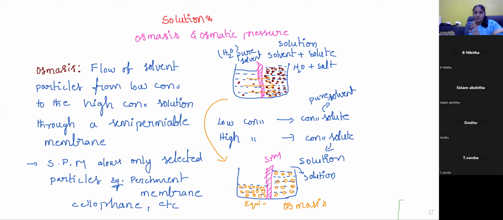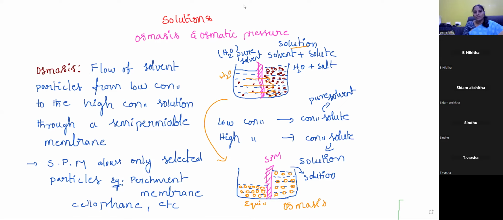This process happens to attain equilibrium state in solutions. Here, especially semi-permeable membranes, we are going to take, that is parchment membrane and also cellophane. If you take an example, this is pure solvent. This is water. And on the right side of this glass beaker, water and salt. This is known as a solution.